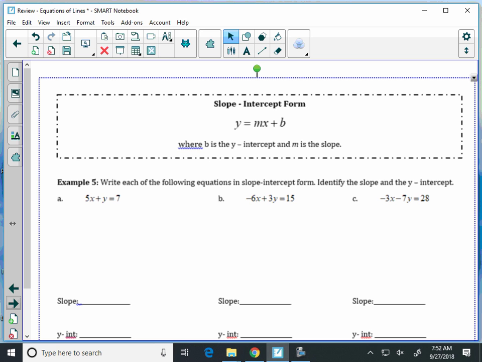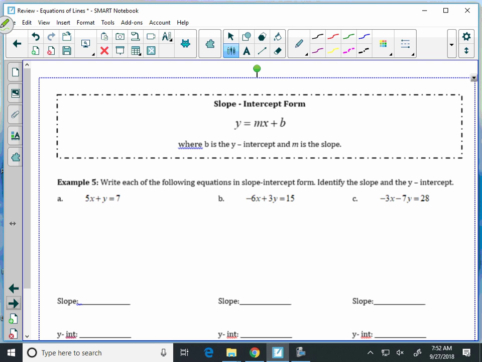And again, slope-intercept form is something you should remember from algebra 1. I think it's the one we can remember the most, which is y equals mx plus b, where b is the y-intercept and m is the slope. Okay, so what we're going to do in this next example is write each of the following equations in slope-intercept form. We're going to identify the slope and the y-intercept.